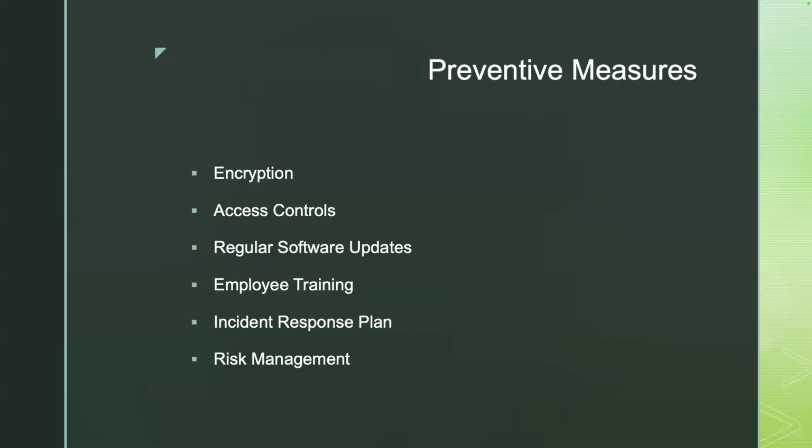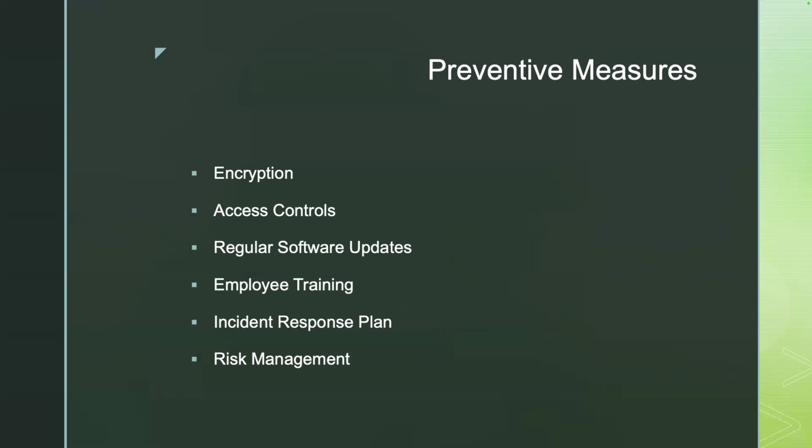So then let's get to preventive measures. Some common prevention measures for data breaches are encryption, access controls, regular software updates, employee training, having an incident response plan, and having a risk management plan. Encryption helps to prevent unauthorized access to sensitive data by scrambling data so that it can only be read by authorized parties.